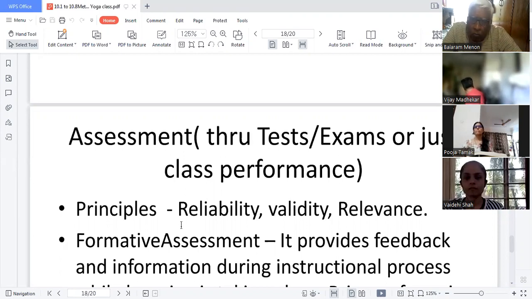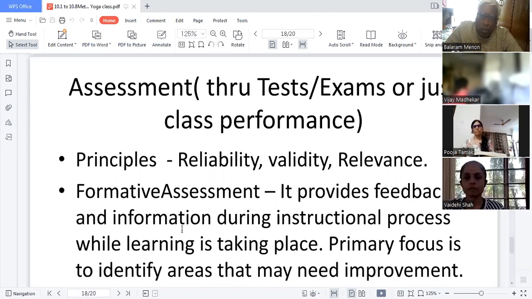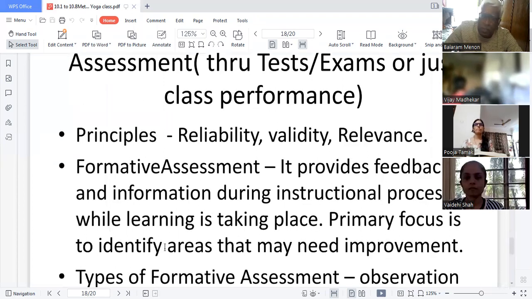Validity and relevance. Formative assessment provides feedback and information during instruction, while learning is taking place. One purpose is to identify areas that may need improvement. Okay. Formative is feedback while learning is taking place. Then after the process, we have to get feedback from the students. We usually take feedback on the seminar and give marks, 1, 2, 3, 4. 1 will be very weak, 5 will be the best. Okay, according to that we see where we stand.